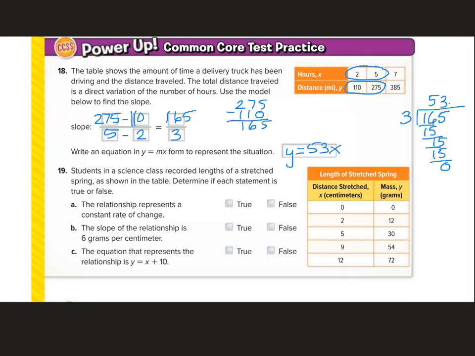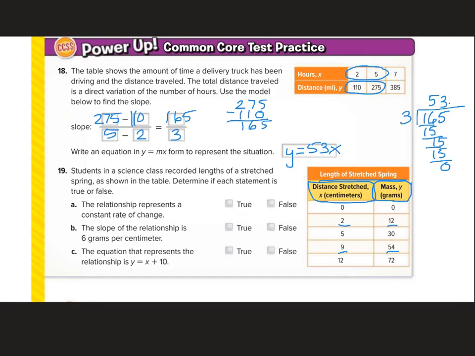Number 19, students in a science class recorded lengths of a stretched spring as shown in the table. Determine if each statement is true or false. Looking at the table, I see the length of the stretched spring, that's the title. Then we've got the distance stretched, x in centimeters, and the mass in grams, y. When it's stretched 2 centimeters, it's 12 grams. When it's stretched 9 centimeters, it's 54 grams. The first statement says the relationship represents a constant rate of change.